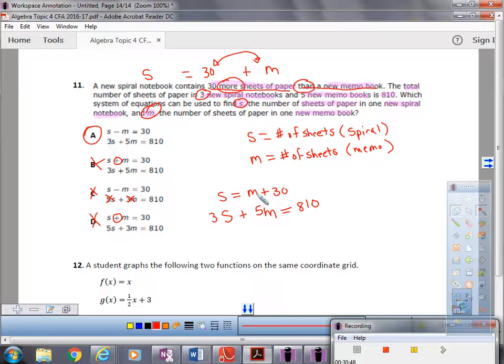Because what they did with this one, again, is they moved the M over. And sometimes they'll do that just to kind of mess with you. They'll move a variable over to the other side. So think about it. They added M, you would do the opposite and subtract M. So it would be S minus M equals 30. So a pretty tough one. You got to really know your algebra for number 11.